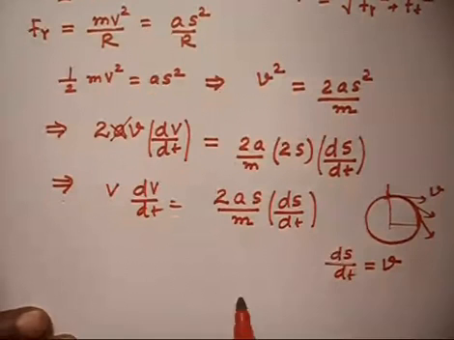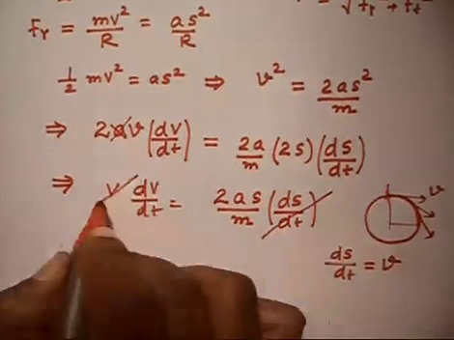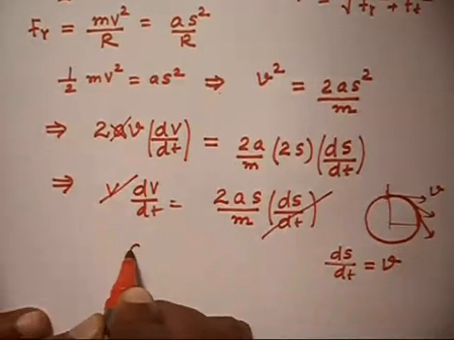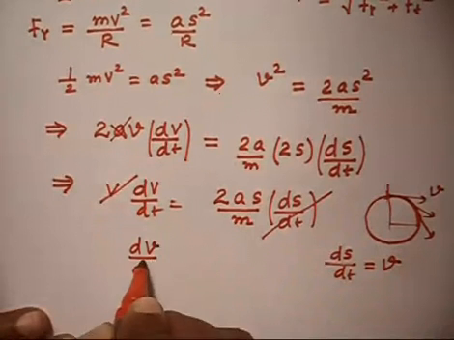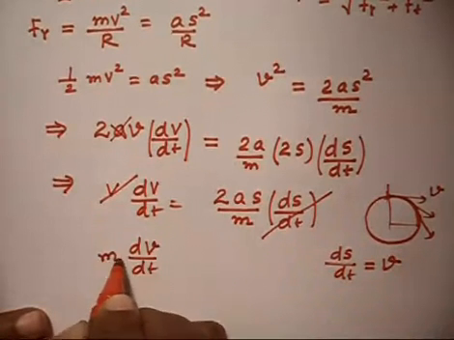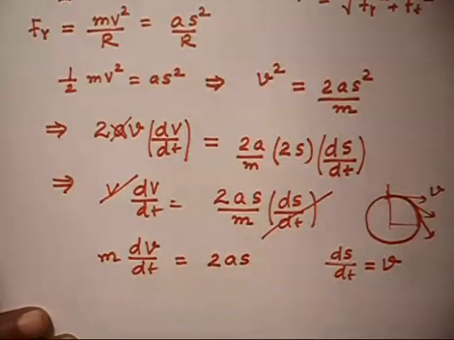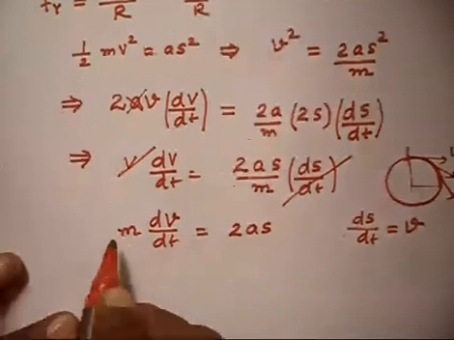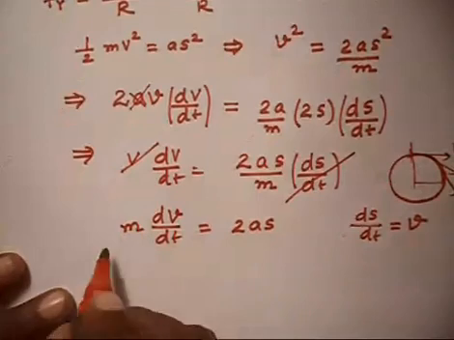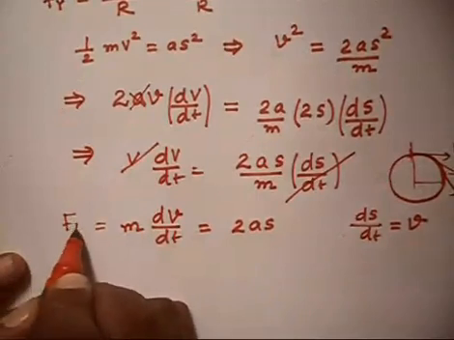If I write ds by dt is equal to v, I can cancel these two terms. So this becomes dv by dt. If I take m to this side, this becomes simply 2as. So my m dv by dt is nothing but the tangential direction force. You see here.